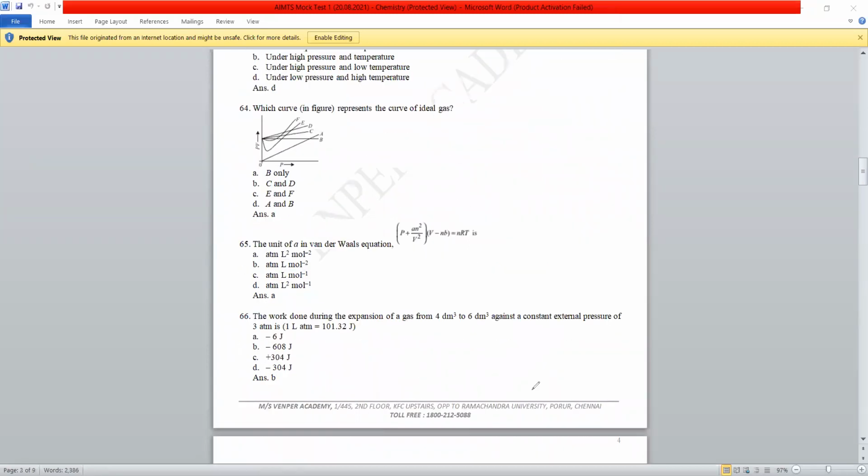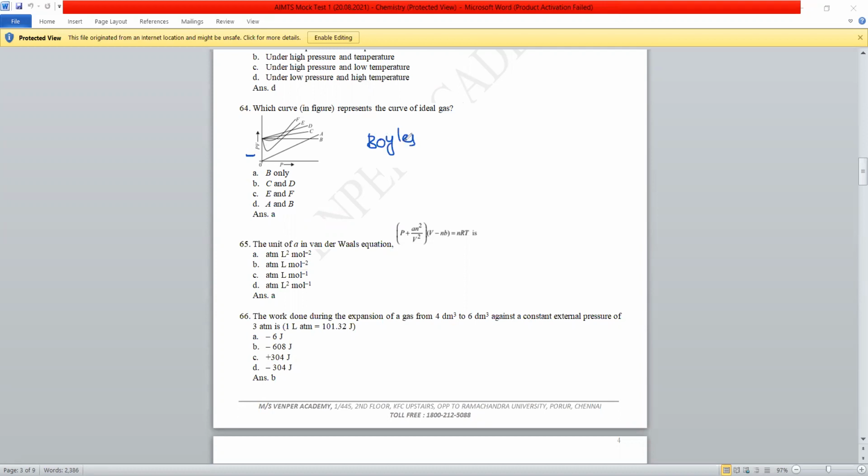Question number 64, we can check here. Which curve in the following represents the curve of ideal gas? They have taken the product PV on the y-axis and pressure on the x-axis. So PV and P have no relationship, and we'll get a flat line according to Boyle's law.